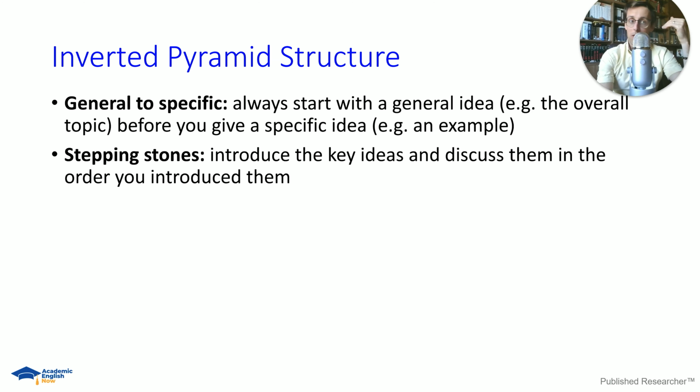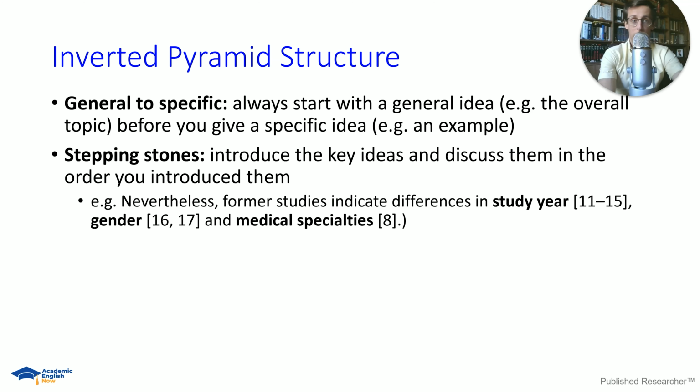We also want to have stepping stones, and I'll explain that later on in this video, but you want to introduce key ideas and discuss them in the order you introduce them. Such as in this sentence, we've got differences in study year, gender, and medical specialties. So the most logical thing that you should do is, in the next sentence, first talk about study year, and then gender, and then medical specialties. It would be completely illogical in the next sentence to talk about medical specialties. So you want to have those steps that the reader can clearly follow and that build your structure really well.